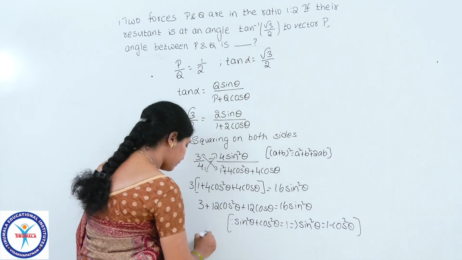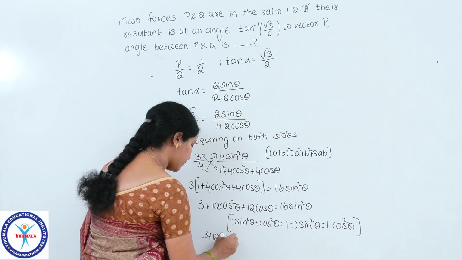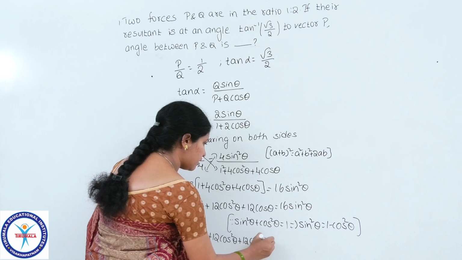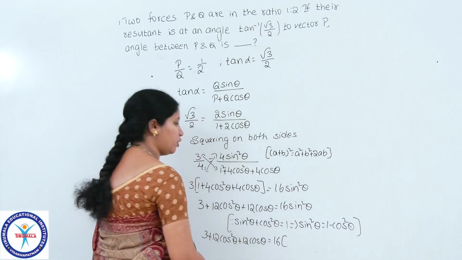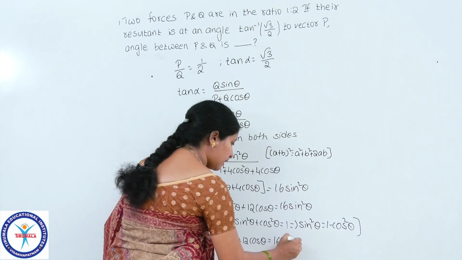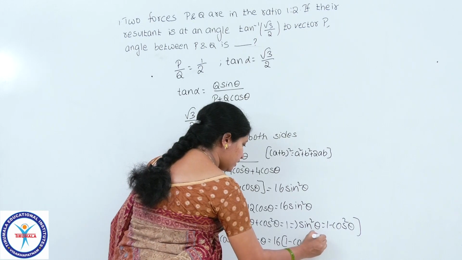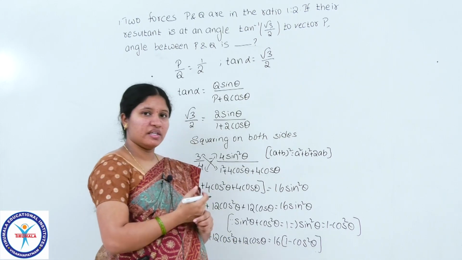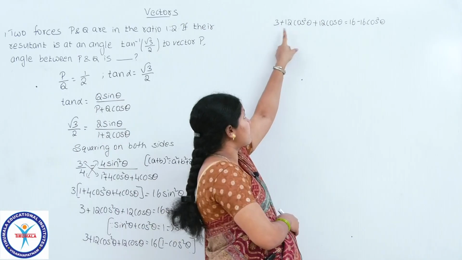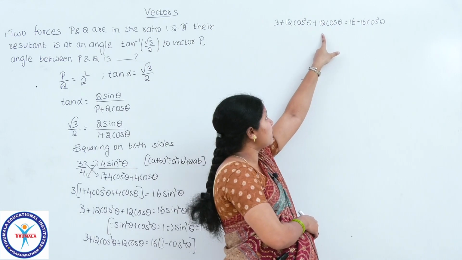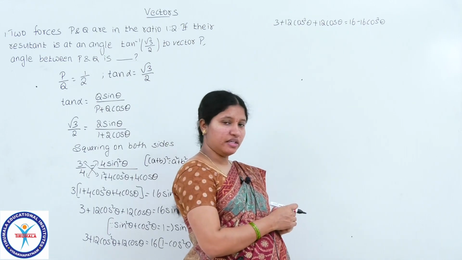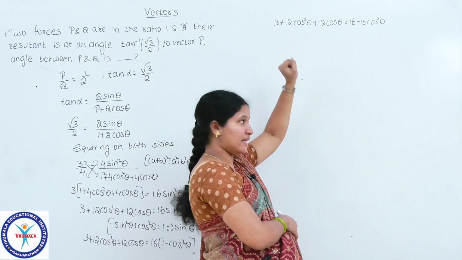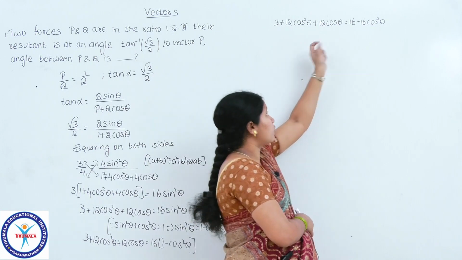We get 3 plus 12 cos square theta plus 12 cos theta equals 16 into, in place of sin square theta write 1 minus cos square theta. Now distribute 16 to the terms inside the bracket. 3 plus 12 cos square theta plus 12 cos theta equals 16 minus 16 cos square theta. Now transpose minus 16 cos square theta to the LHS and plus 16 also to the LHS.